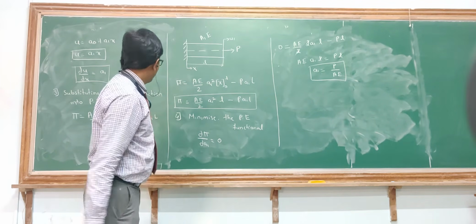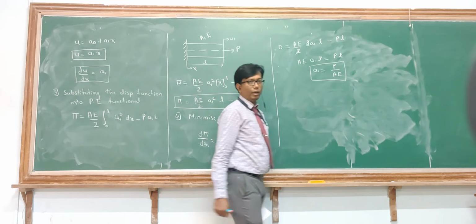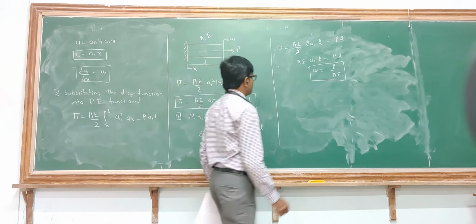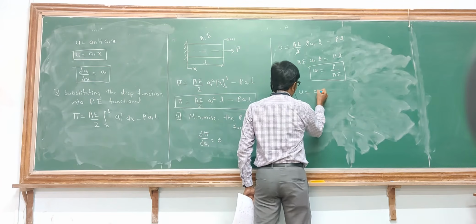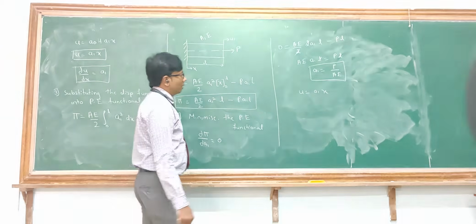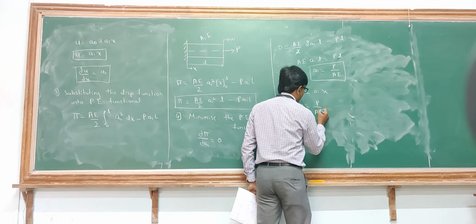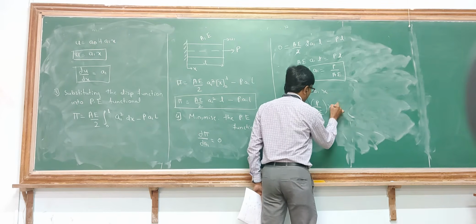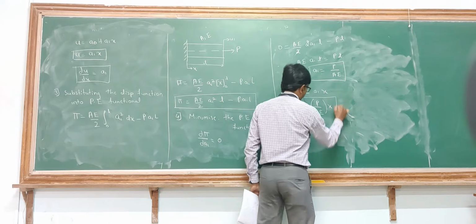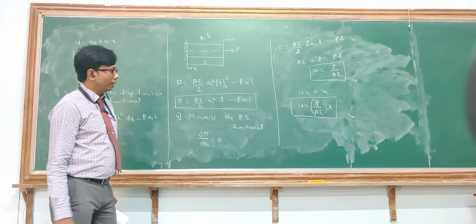So what they have asked is to show that U is equal to P by AE into X. If you refer to the previous equation, U was represented as A1 X. So if I just substitute the value of A1, it is P by AE into X. So this is proved. We have proved the value of U, which is equal to P by AE into X.